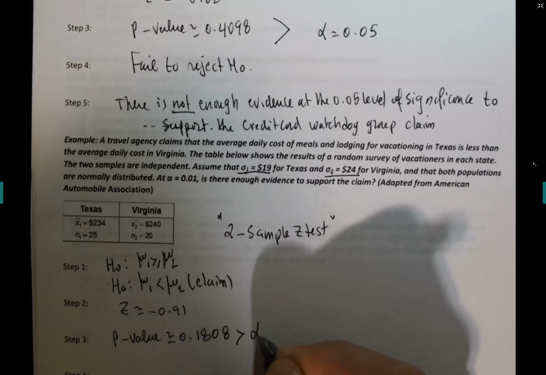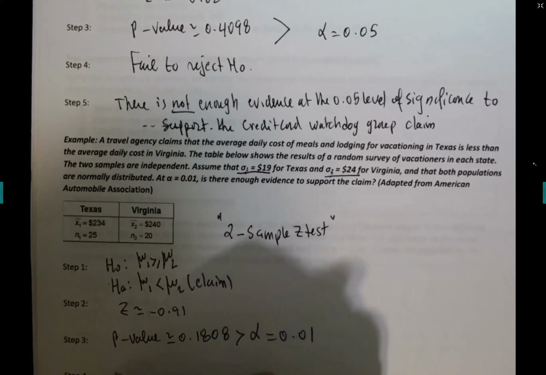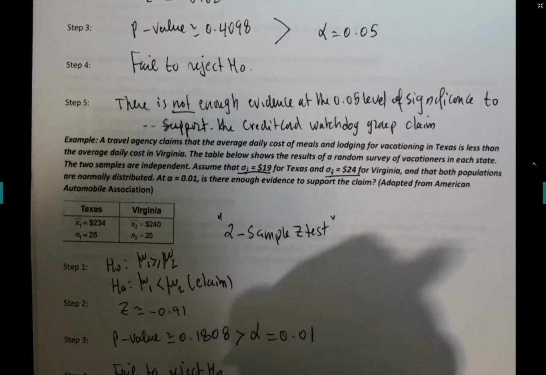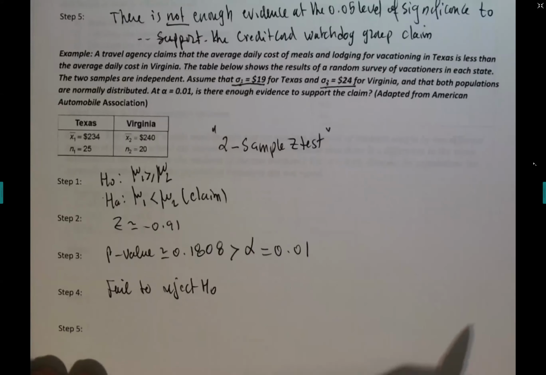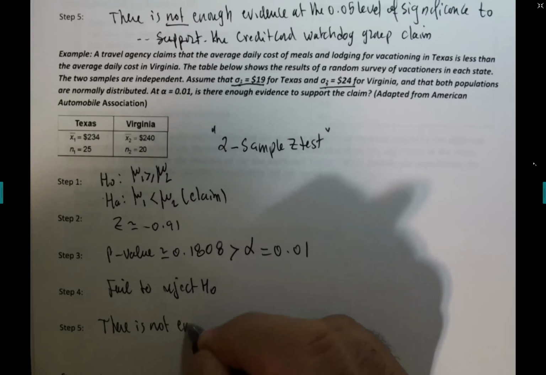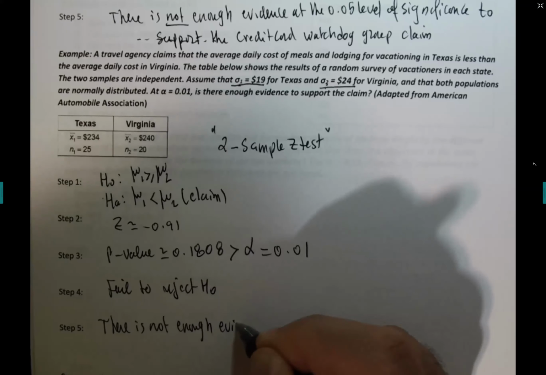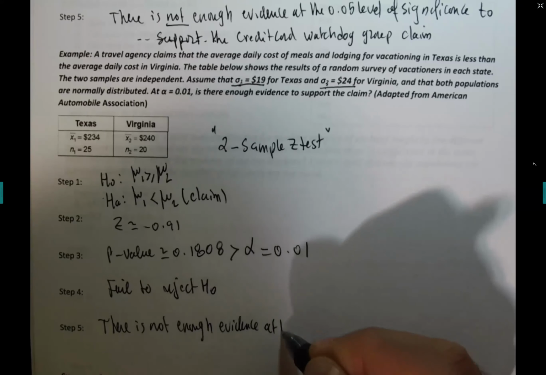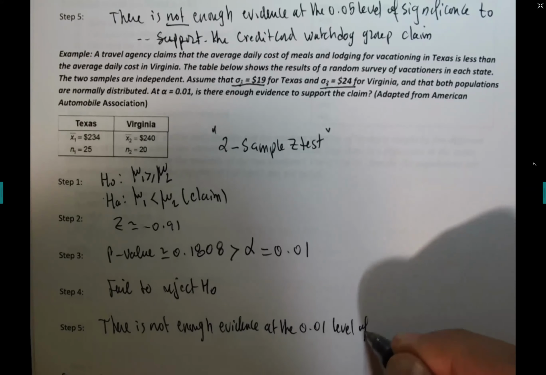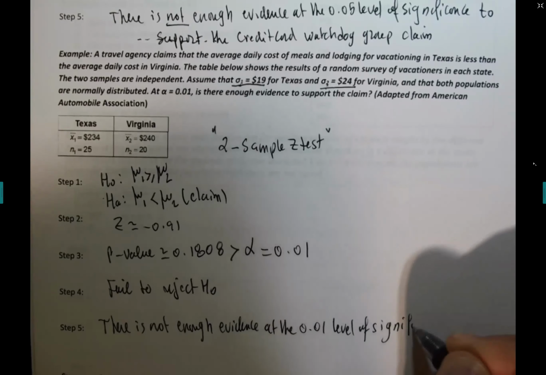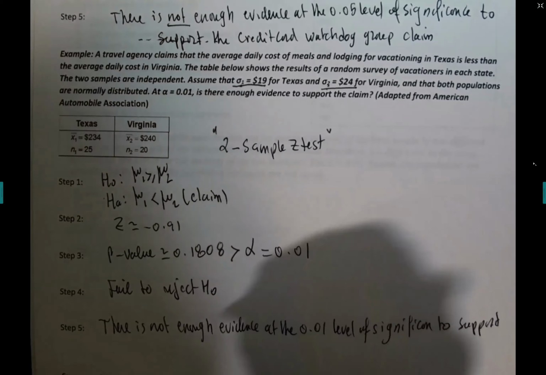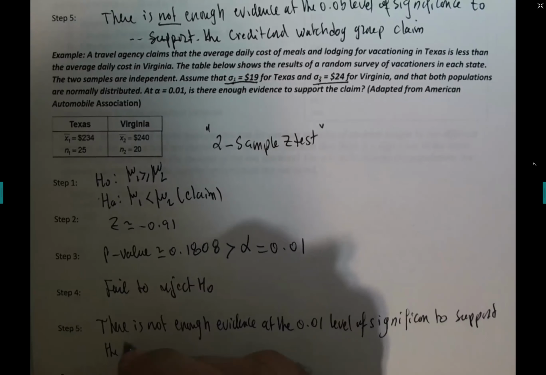And you guys agree with me, it's bigger than alpha. So the decision is fail to reject H0, the same conclusion as number 1. There is not enough evidence at the 0.01 level of significance to support the travel agency claim.